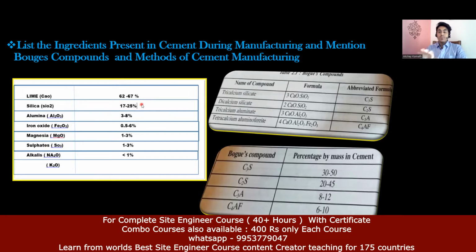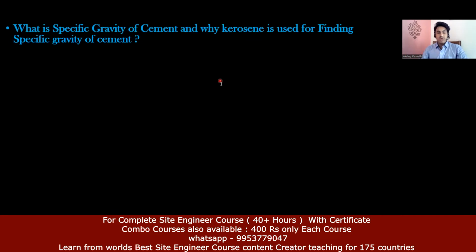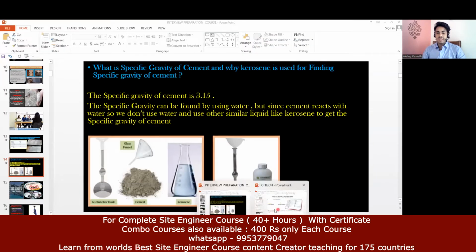Again, there is a lot of concept to this. I'll not be explaining it here because it's going to take a lot of time, but a small understanding I'm going to give you. It's already explained in my concrete technology course. So first, we try to manufacture cement in two ways. One is the dry method. The second is the wet method. They may ask even this question also: how can you manufacture cement? I'll take you to that slide.